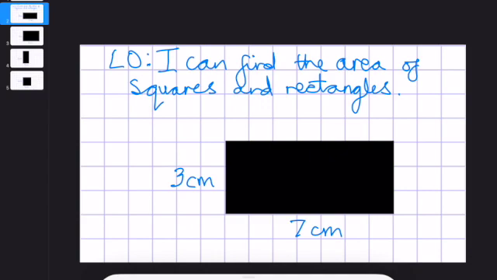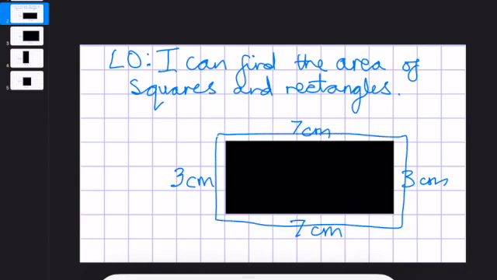Now, in the last lesson, we looked at how to find the perimeter of shapes, and the perimeter is all the way around the outside of a shape. So let's look at this rectangle here. This side is 7, so that means this side is 7 and this is 3. To find the perimeter, we do 7 add 7, which is 14. We do 3 add 3, which is 6. 14 add 6 is 20. So the perimeter, the line all the way around the outside, is 20 centimetres.